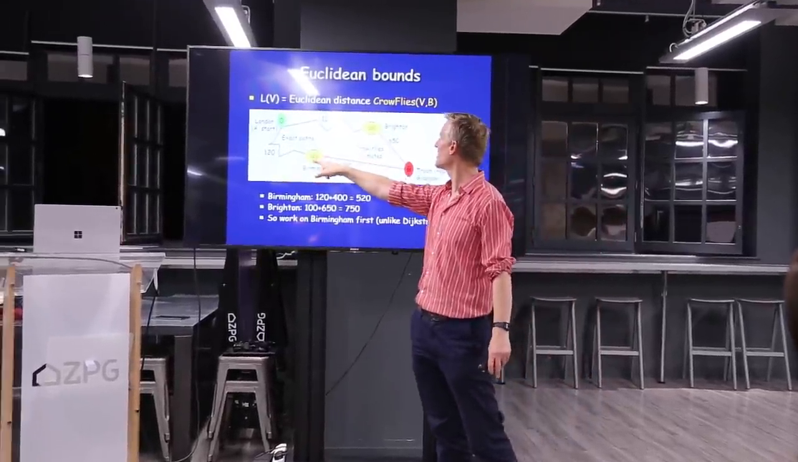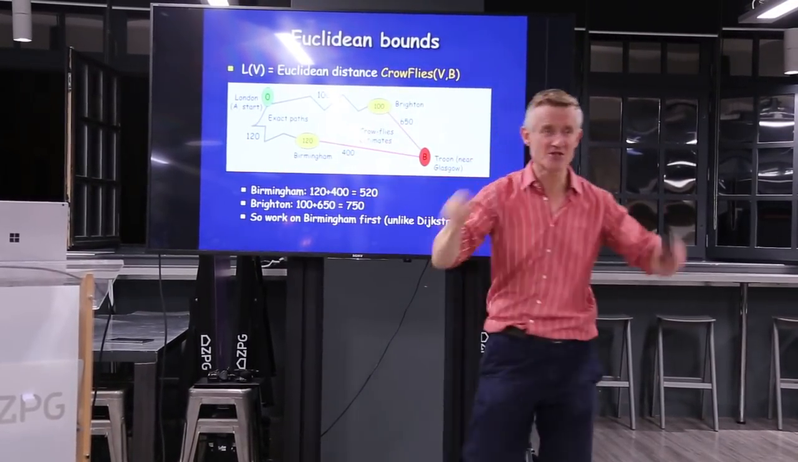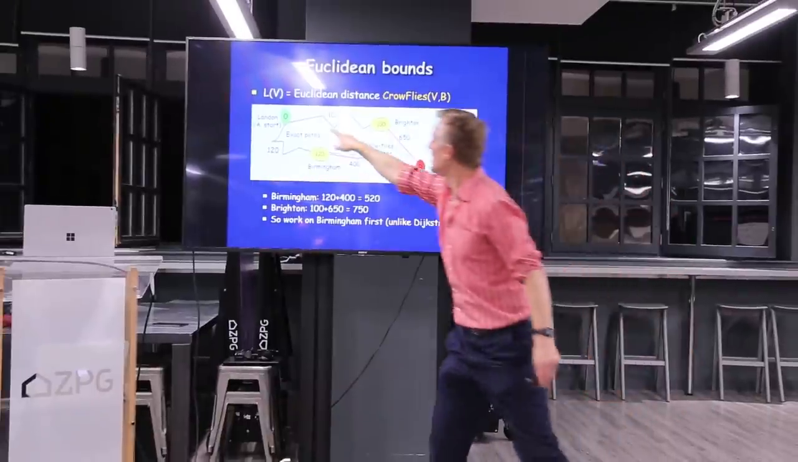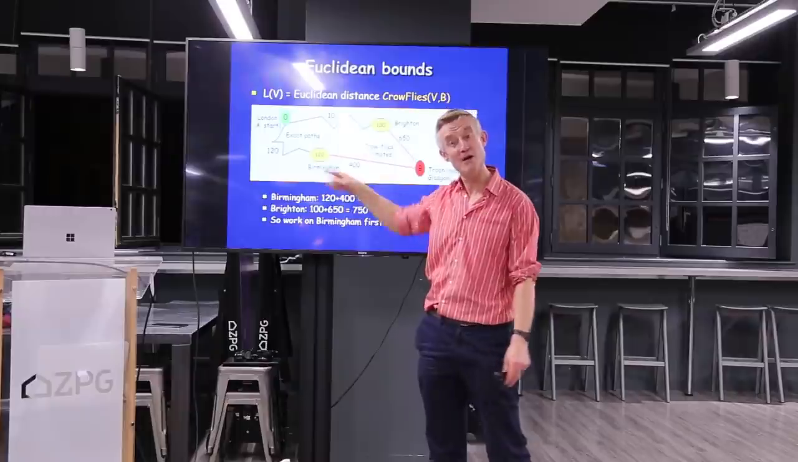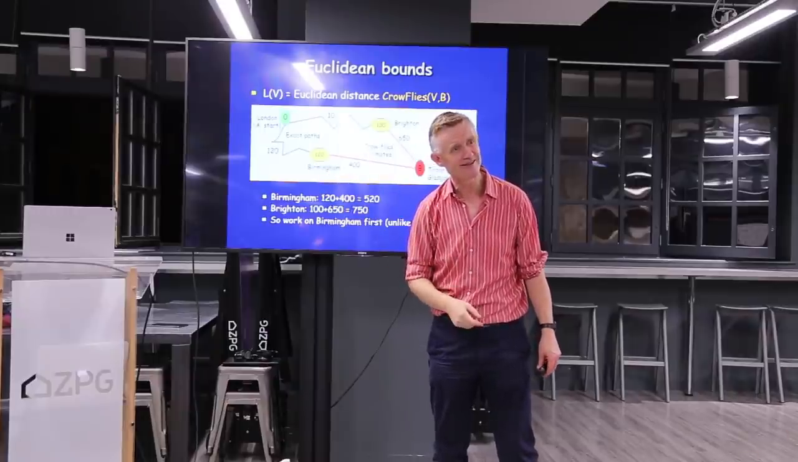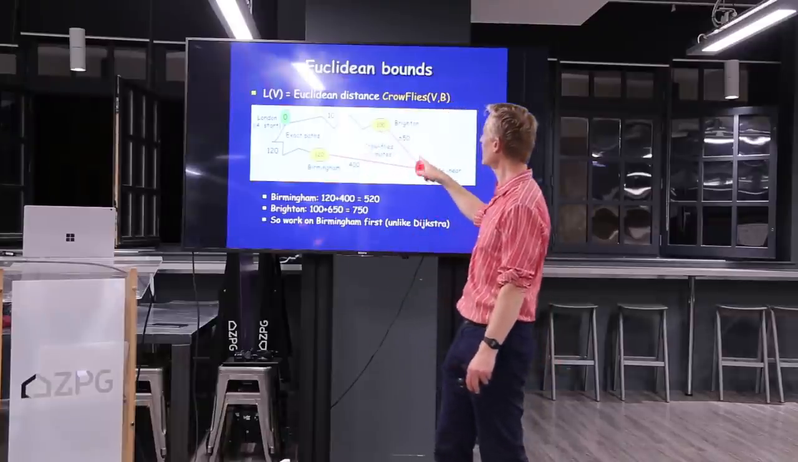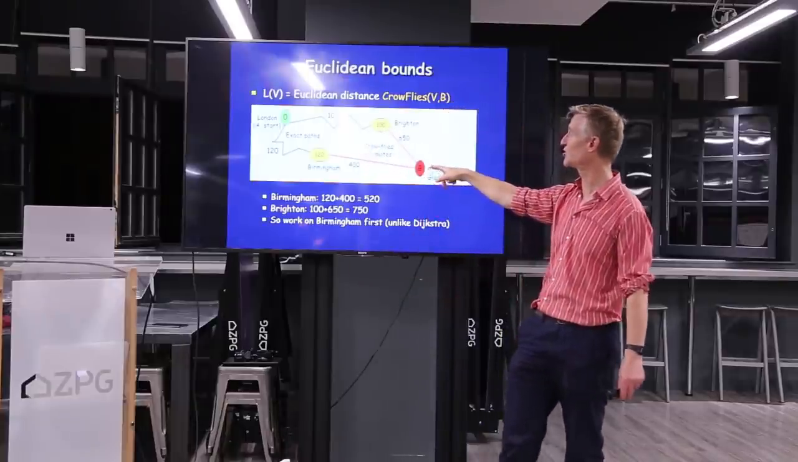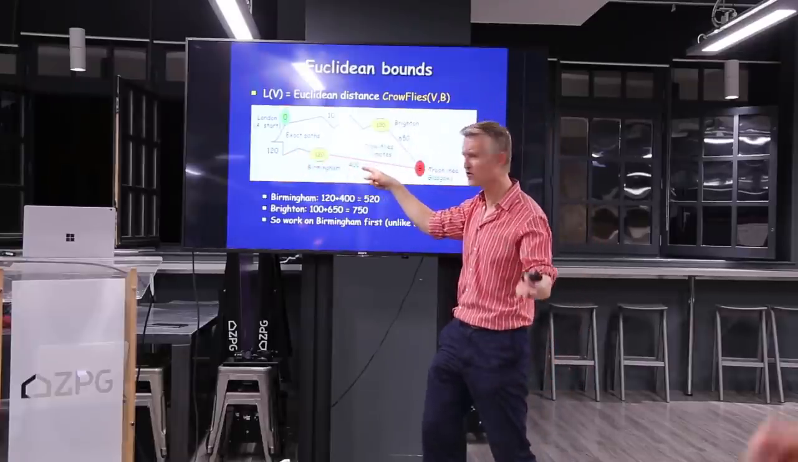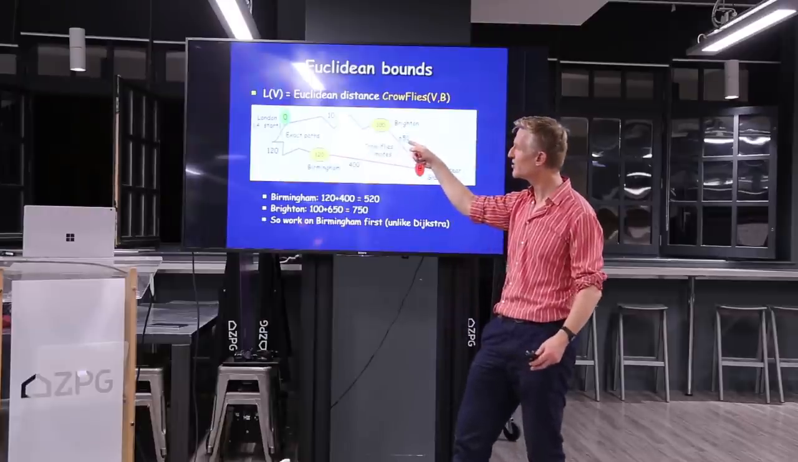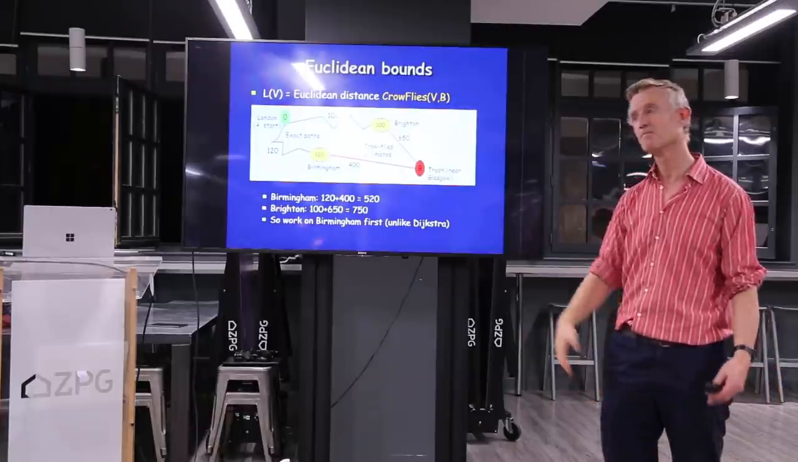Should I explore more around Birmingham or more around Brighton? Well, Dijkstra would say, oh, Brighton looks good to me. It's only 100 from London, so better explore from there, right? But which would you pick? Birmingham looks good to me. Why is that? Because if I look at the crow flies estimate, it's 650 miles from Brighton to Troon, only 400 from Birmingham. So 120 plus 400 makes 520. 100 plus 650, 750. Oh, let's do Birmingham. That's what A star says.